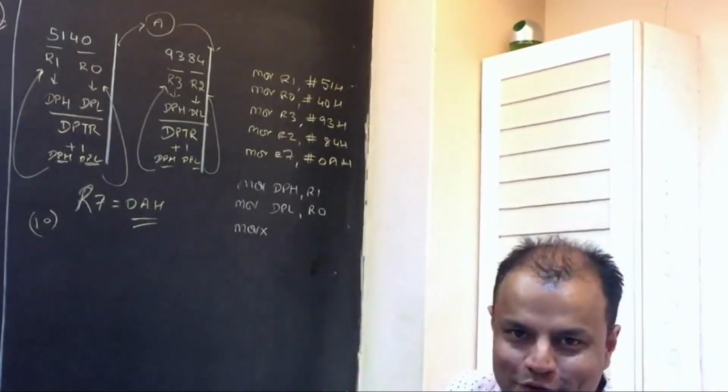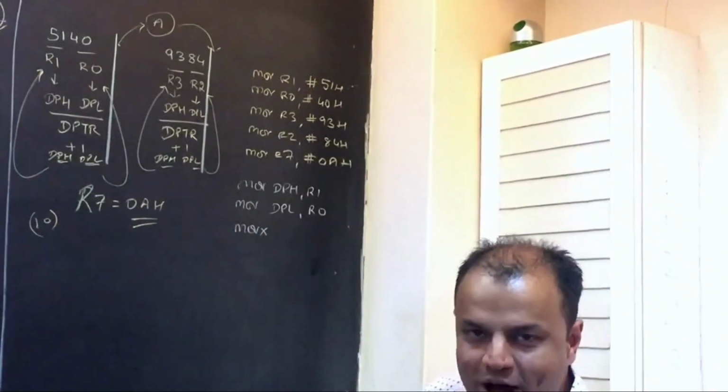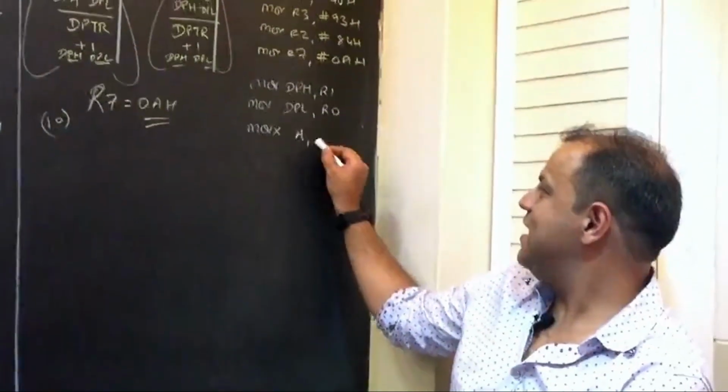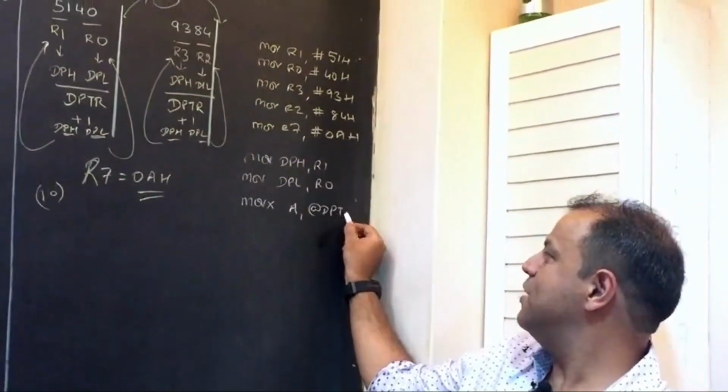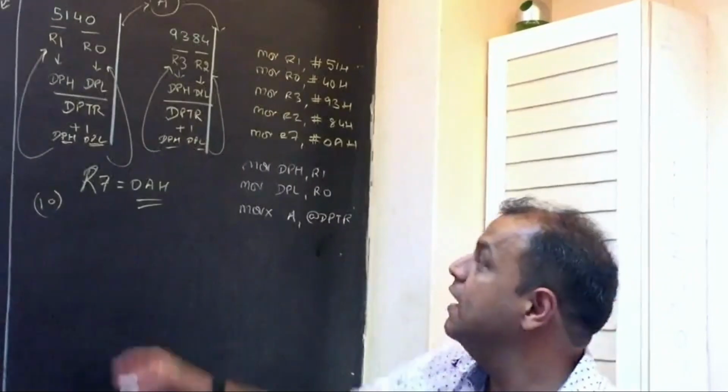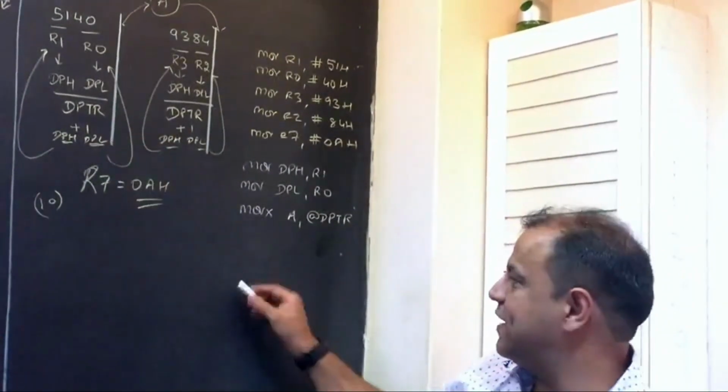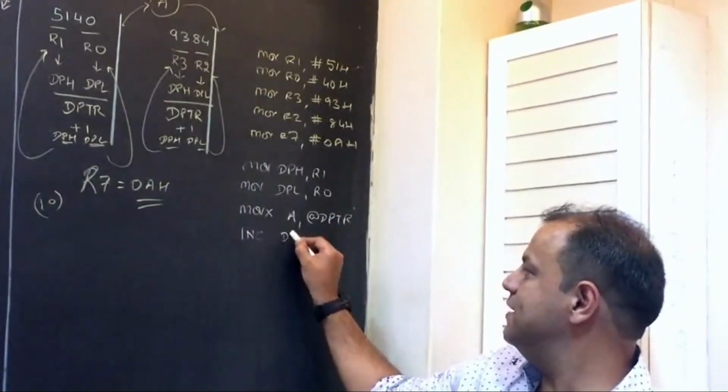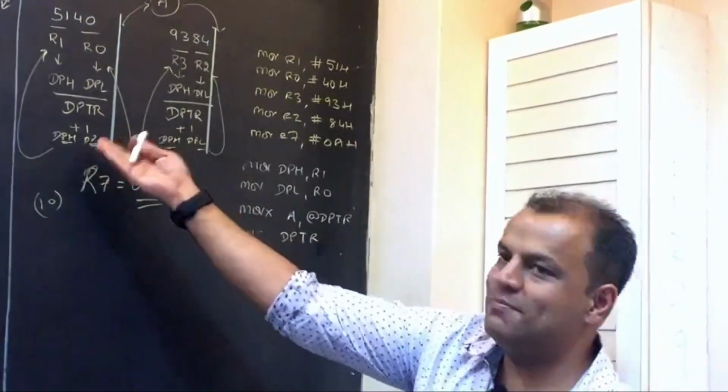Move X, good. If you remembered this, I'm so proud of you. Move X A, comma, @DPTR. You have taken your data in A. Increment DPTR for your next cycle. Increment DPTR. Don't let the value remain in DPTR.